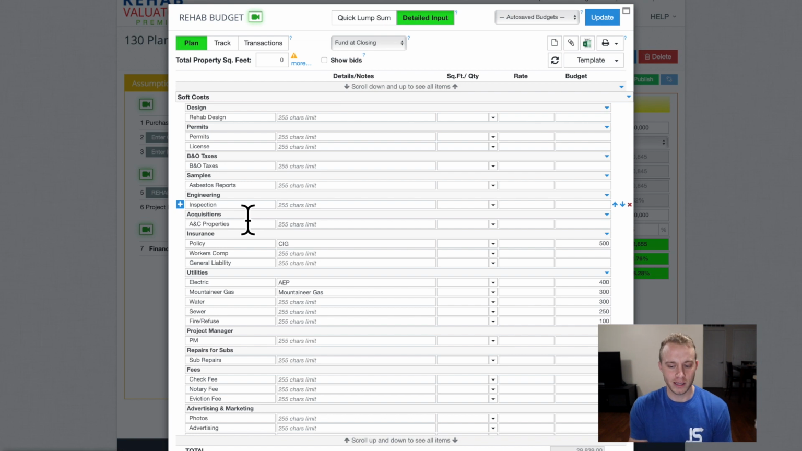Next is acquisitions. That's what we pay people to find the house for us. Again, this was an auction house, so Andrew and myself found this, bid on it, and went and bought it personally. We didn't have to pay the acquisition team anything.